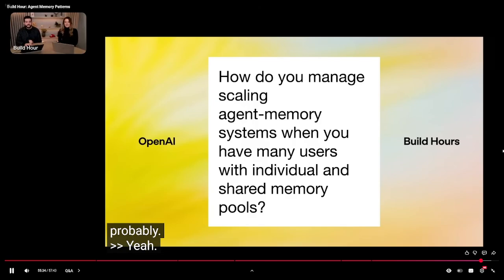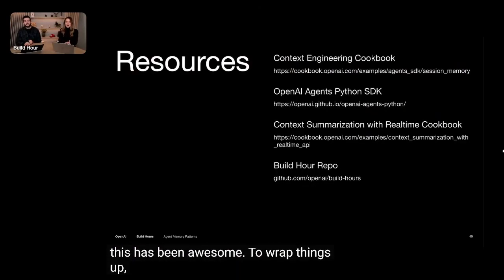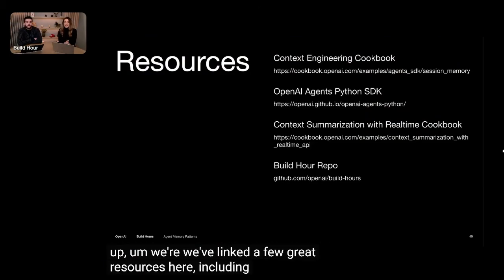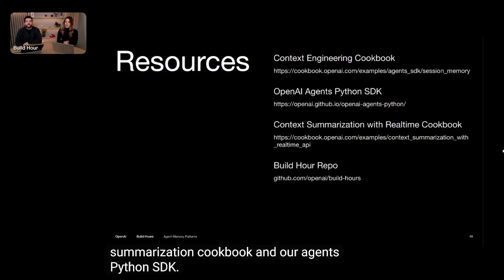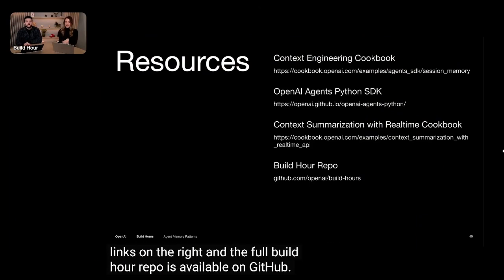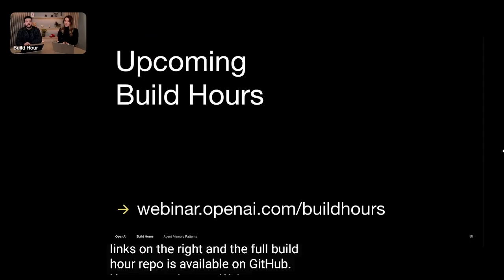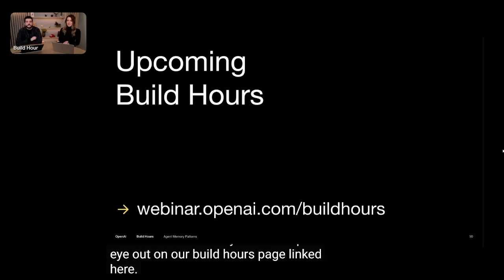Then we can just switch to resources. All right, this has been awesome. To wrap things up, we've linked a few great resources here, including the Context Engineering Cookbook, which was referenced, the Context Summarization Cookbook, and our Agents Python SDK. I know we've gotten a lot of questions on whether this is available on GitHub. You can explore all of these links on the right, and the full Build Hour repo is available on GitHub. Good news, we're likely going to squeeze one or two more of these in before the end of the year, so keep an eye out on our Build Hours page linked here.